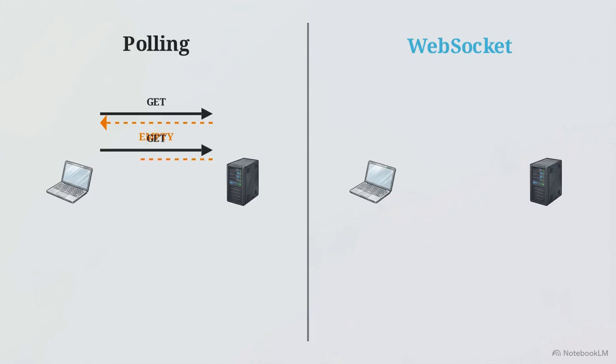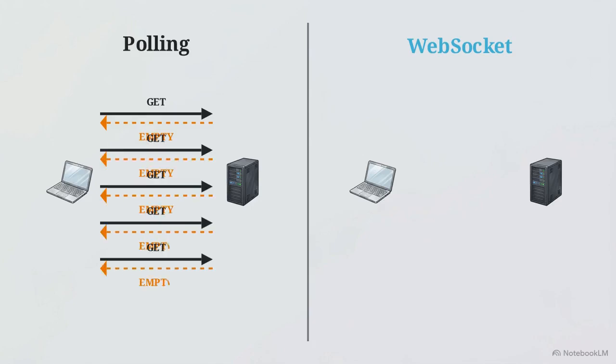On the left side, we have polling. The client rapidly asks the server for updates over and over, returning empty responses and wasting massive amounts of bandwidth. On the right side is the actual goal, a persistent bidirectional line where either side can talk at any time.